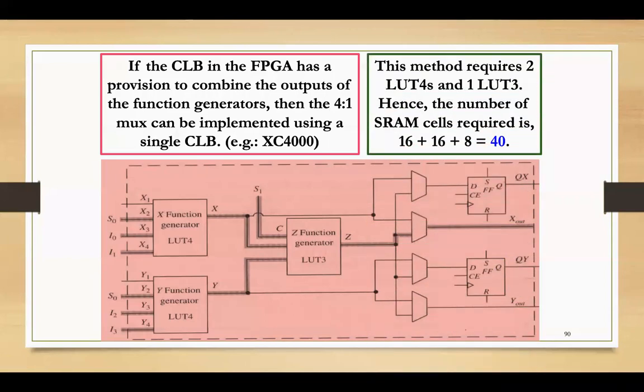This method uses 2 LUT4s and 1 LUT3. So here, instead of having another input of LUT, you are just using 3. Based on the requirement, we are changing the type of LUT. Here we had 4 inputs, here we have 3 inputs.